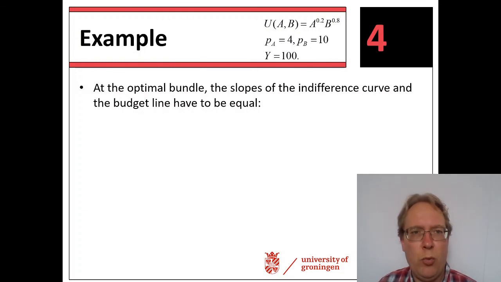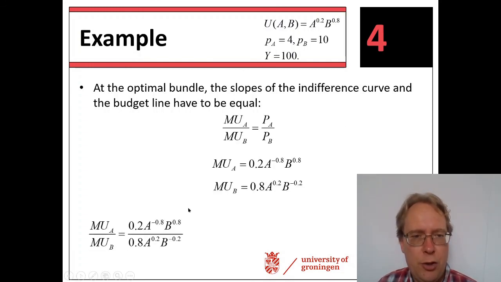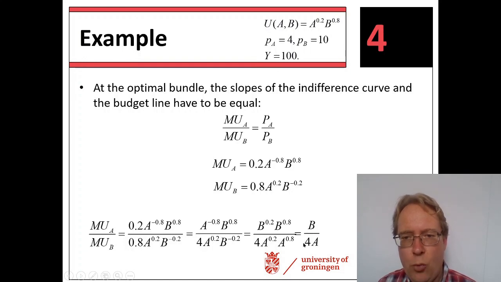Okay, same steps as before, so let me do it a bit quicker. At the optimal bundle, the slopes of the indifference curve and the budget line have to be equal. That was this condition. What is my MUA? Again, use the rules that I just showed you. That's that. This is my MUB. So if I divide the two, I get this expression here. 0.2 over 0.8, that's just 1 over 4, right? So that's what I've done there. Get a to the power minus 0.8 downstairs, b to the power minus 0.2 upstairs. Then I get this. And that leaves me with exactly b over 4a.